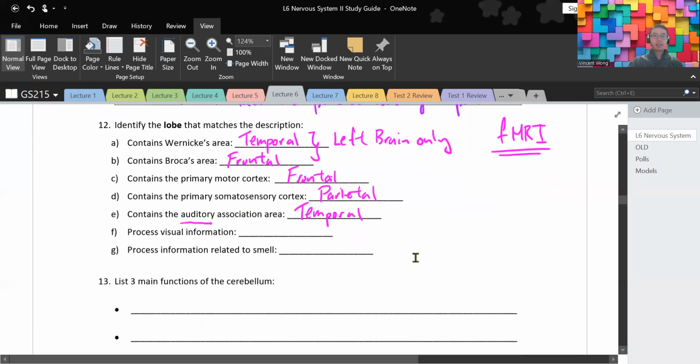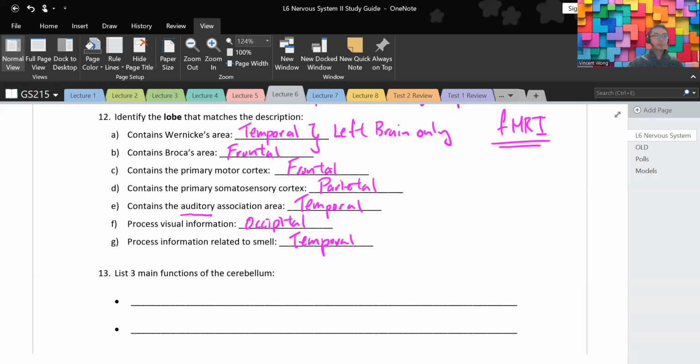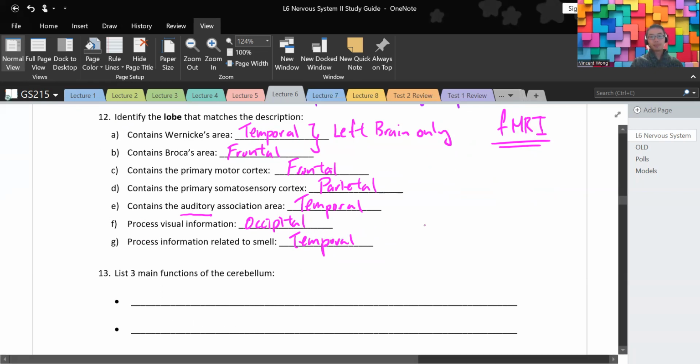Temporal lobe. Visual information, occipital lobe. Process information related to smell, temporal lobe.